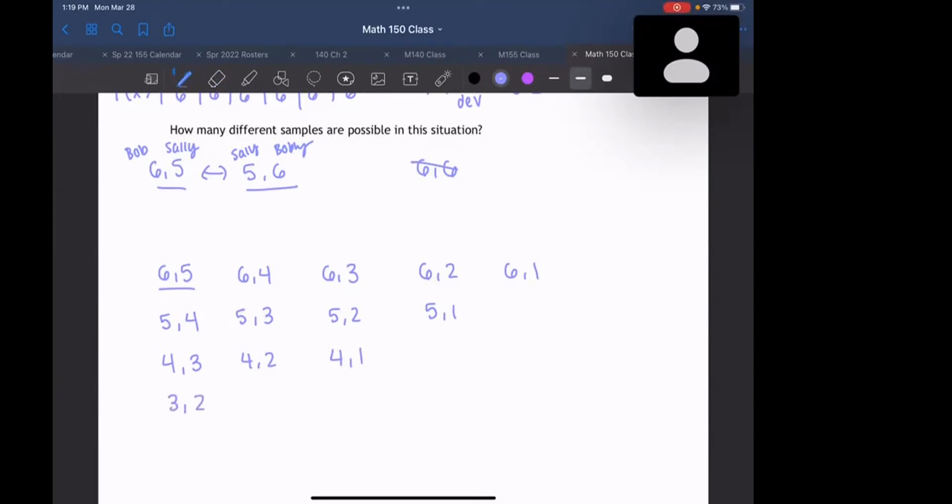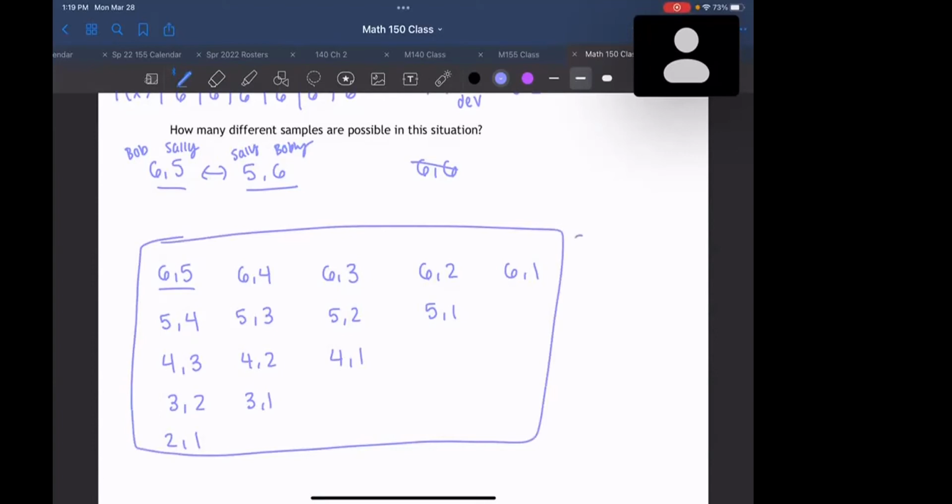And 3, 2, 3, 1, and 2 and 1. Once I get down to 1, the only sample I can write is 1, 1, which wouldn't work. So I'm only left with these as my samples. I have written down every single possible sample. Okay. Any questions on how I got here?